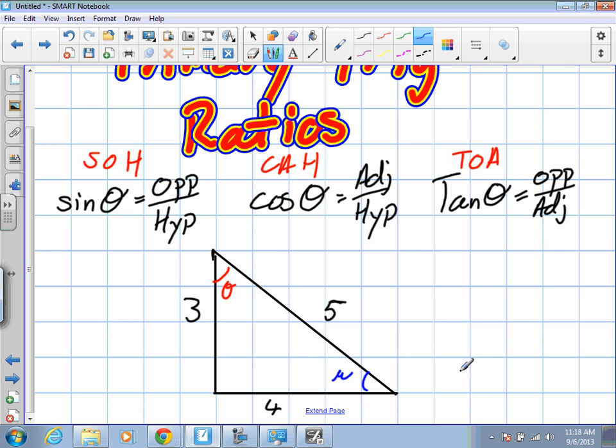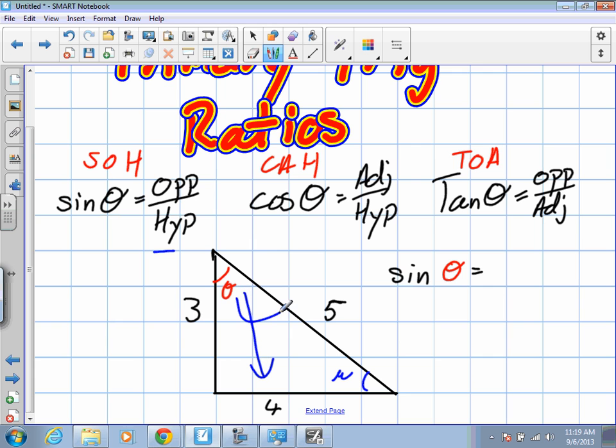So, if we're talking about angle theta, and I need to find the sine ratio for this, okay? That means I'm looking for sine, my angle being called theta, is equal to what would be considered the opposite side of this theta? 4. That's right, 4 would be. And what would be considered the hypotenuse? 5. So I write it as a fraction, 4 over 5. Okay, that's all I need to do right now. They want me to find the ratio, that's it. The ratio is 4 over 5. If you divide it, you get a decimal.